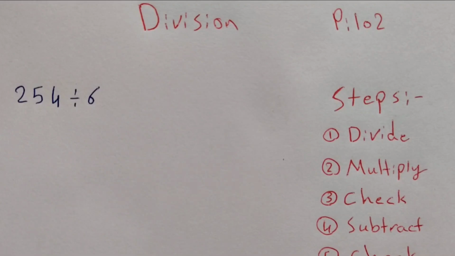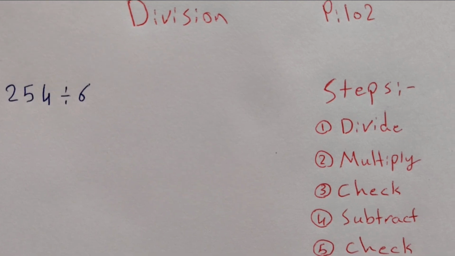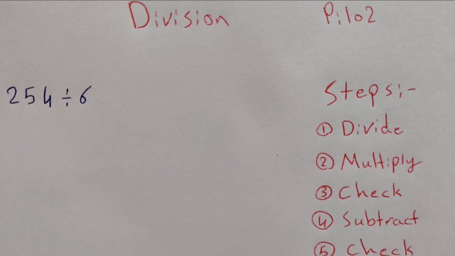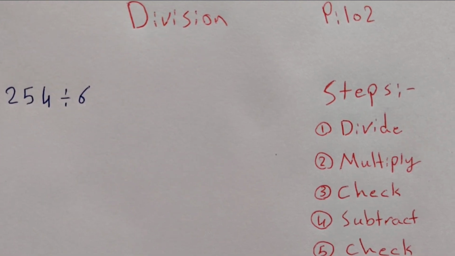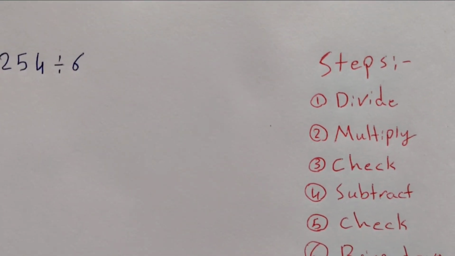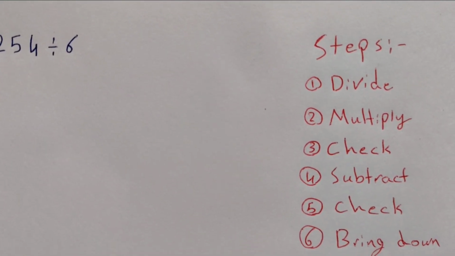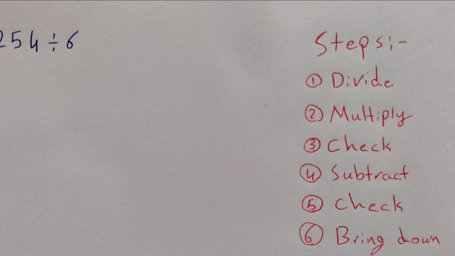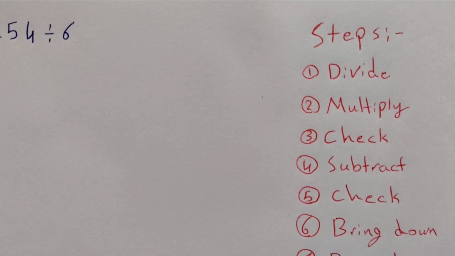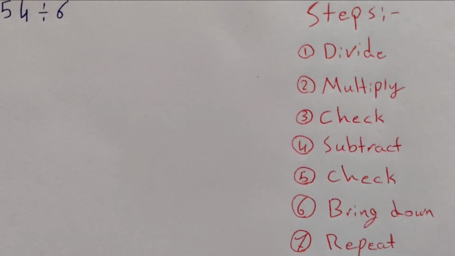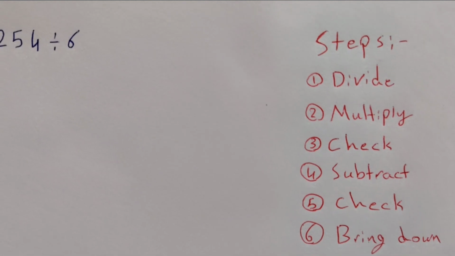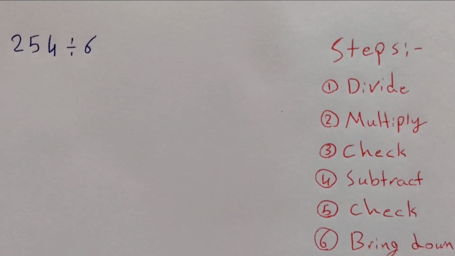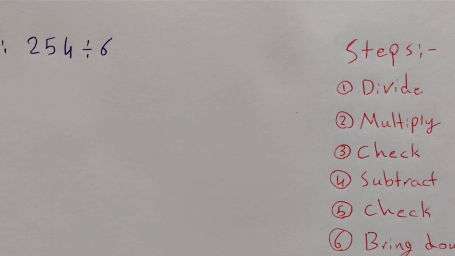In this video, we're going to talk about how to divide big numbers by using long division. First, we have some steps. The steps are, first we divide, then multiply, then we will check the multiplication, then we subtract. After that, we check the remainder, then we bring down, and if we bring down a digit, we will repeat and go back to the first step. We will talk about the steps along the way.